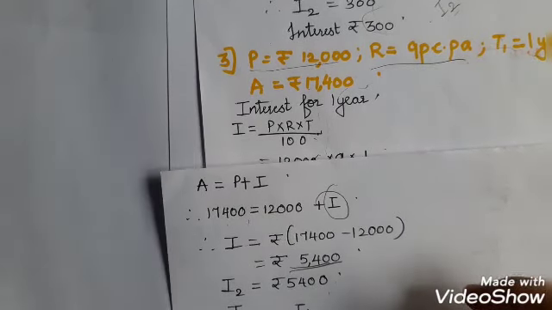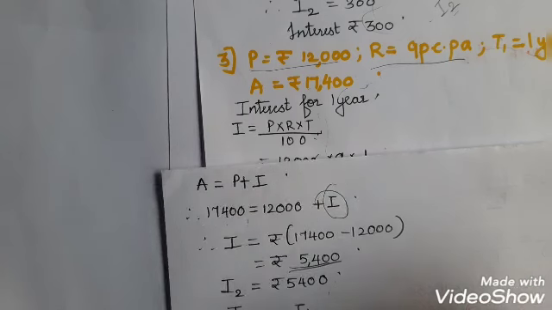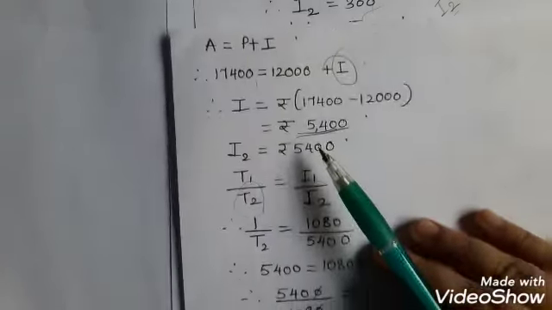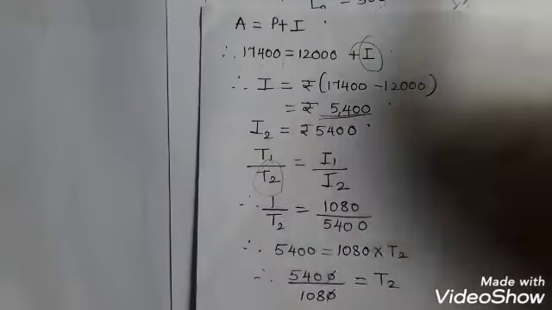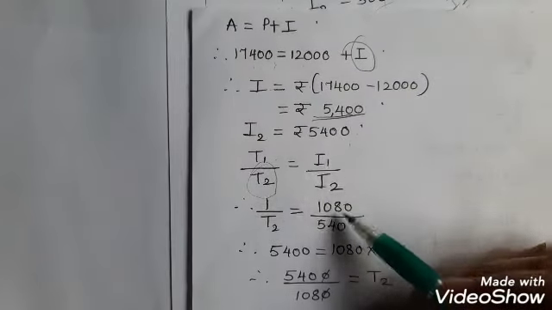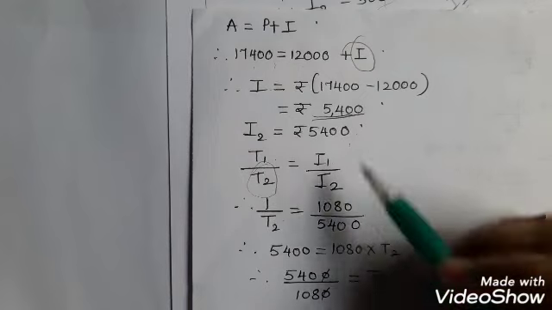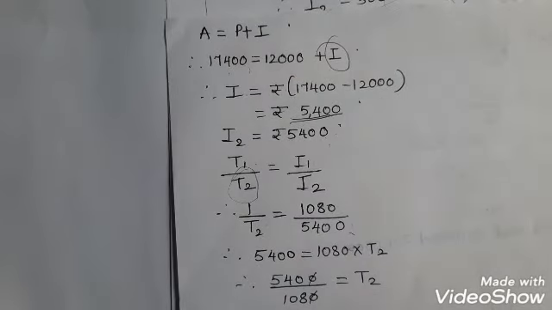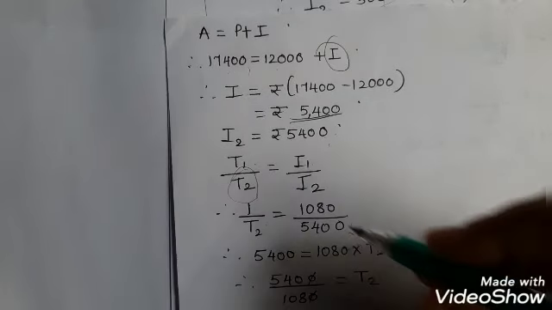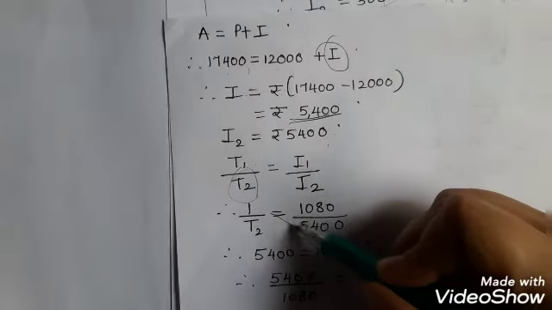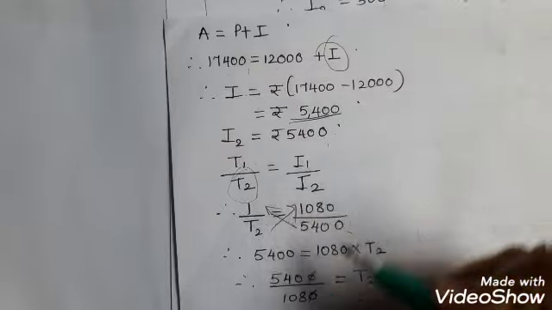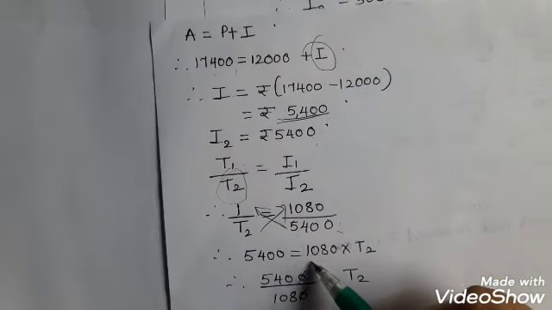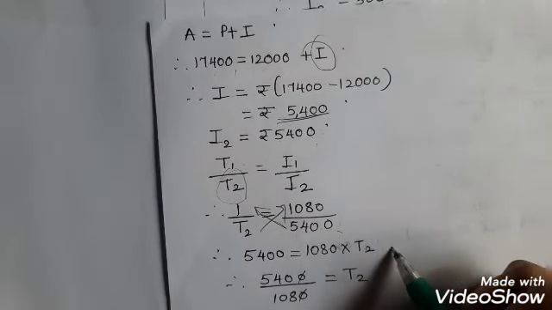So we know what is I1 and we know what is I2. Okay, we know what is T1, we have to find T2. So T1 is 1 upon T2 is, T2 remains the same. I1 is 1080 upon I2 is 5,400. So now you cross multiply. So that is 5,400 is equal to 1080 into T2.